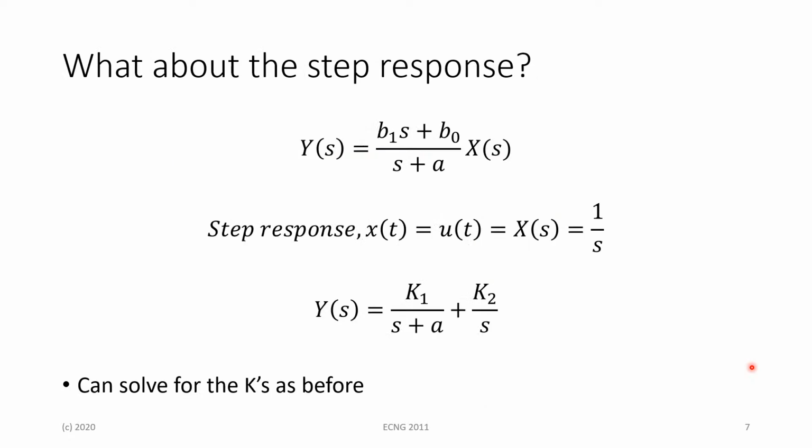If we evaluate this for the step response, we basically know that the step response being u(t), when we look at this on the Laplace transform table, because it's going to be mapped to x(t), we'll get X(s) equal to 1/s. And we multiply this accordingly, and we separate this into partial fractions, and we solve for our components K1 and K2.